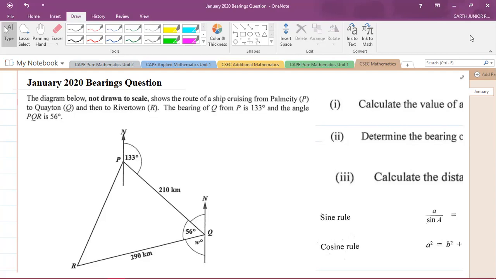I'm focusing on section 8, I believe, which is geometry and trigonometry. We'll be looking at a bearings question from the January 2020 past paper.